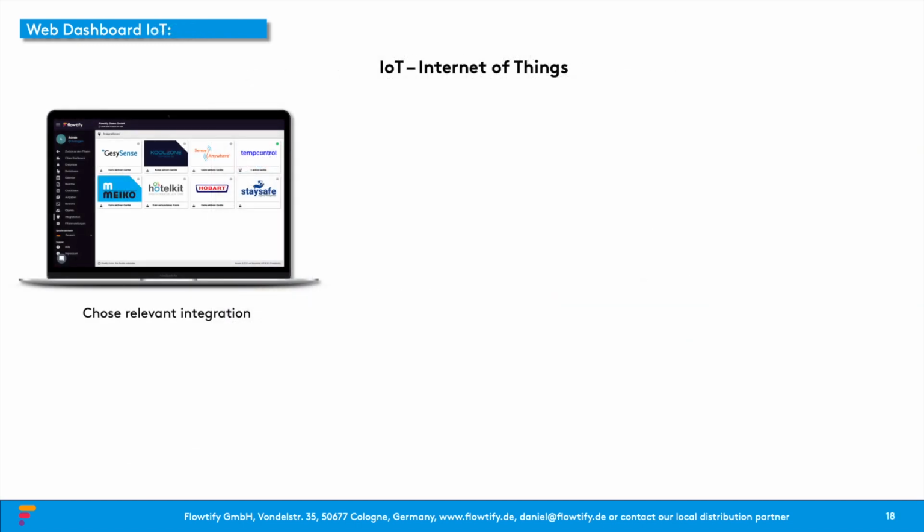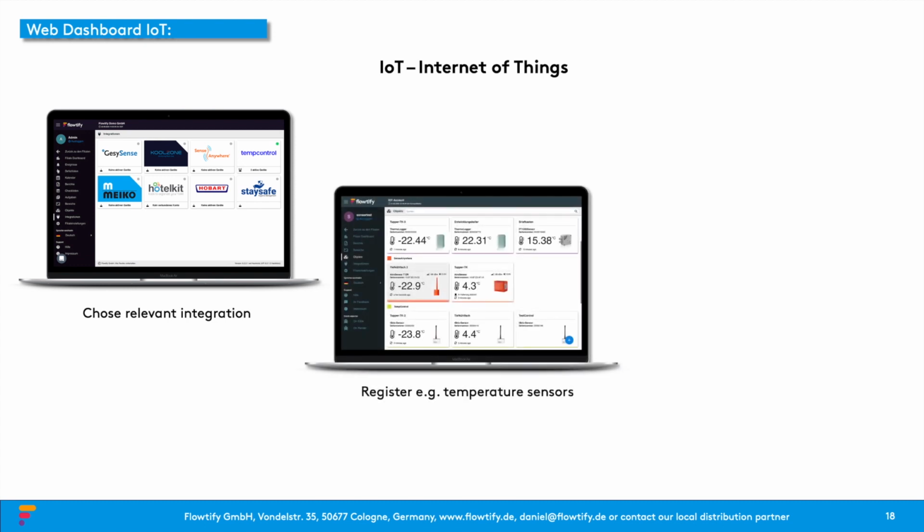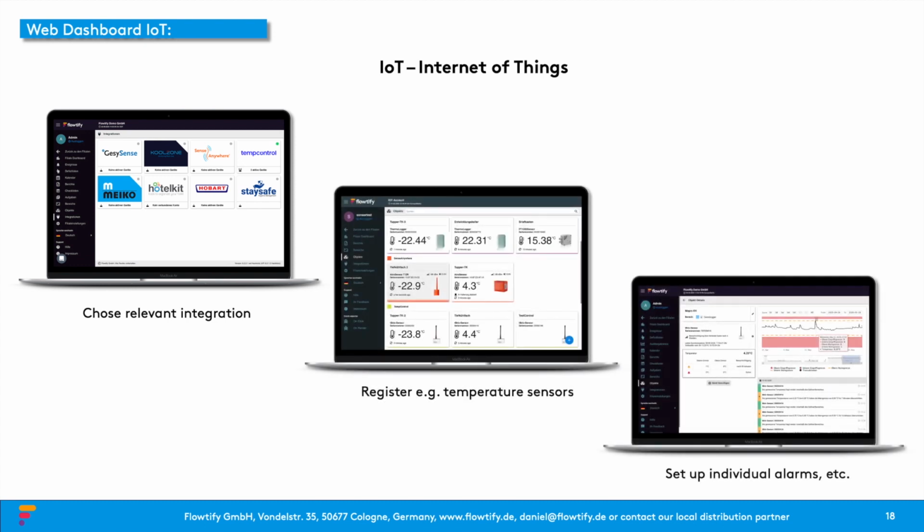Let me give you a quick overview of our IoT section in Flowtify. Once you decide for IoT in Flowtify, all you need to do is select your integration, register, for example, your data loggers, and set up individual alarms, temperatures, and so on.